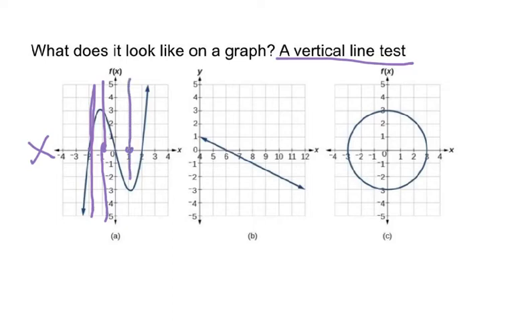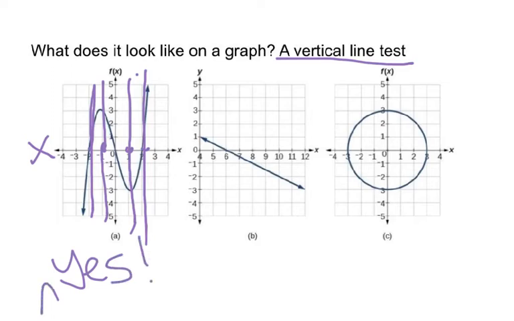This also, everywhere I go along this graph, if I draw lines down through the x-axis, and they only cross once, that means each x has only one unique value. So this is a function because each x value only has one unique value.